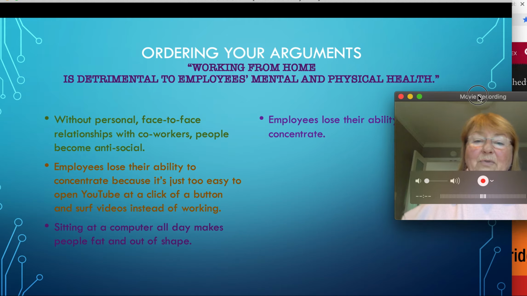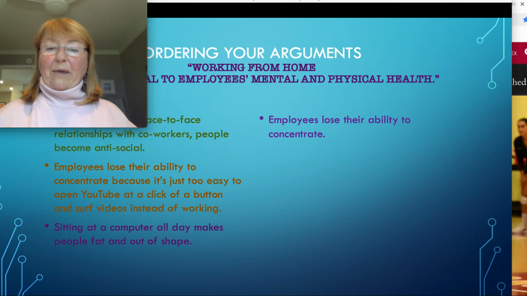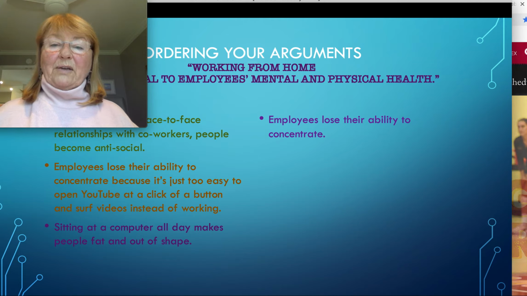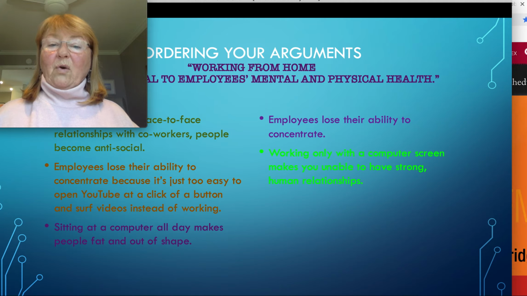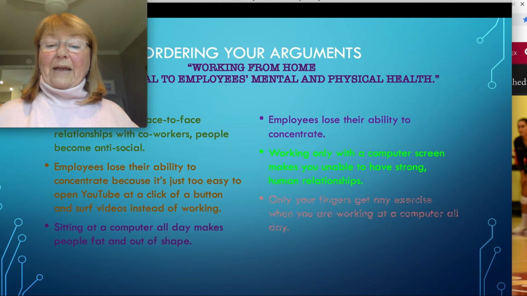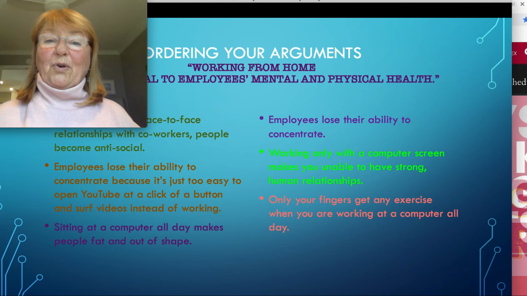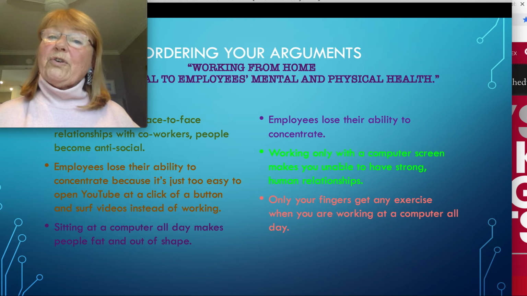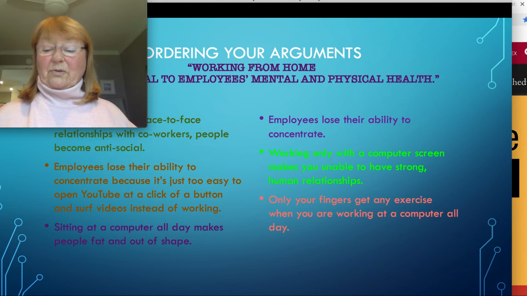Well, let me take this and move it up here. There you go. All right. How about you might pick as your first one, employees lose their ability to concentrate. You say that's a good argument, not the top argument, but a good argument. Or, but working only with a computer makes you unable to have strong human relationships. You might say that's a better argument. And then your last one can be, only your fingers get any exercise when you're working at a computer all day. All right, now you've ordered your arguments from the weakest to the strongest. That works quite well as an organizational pattern.